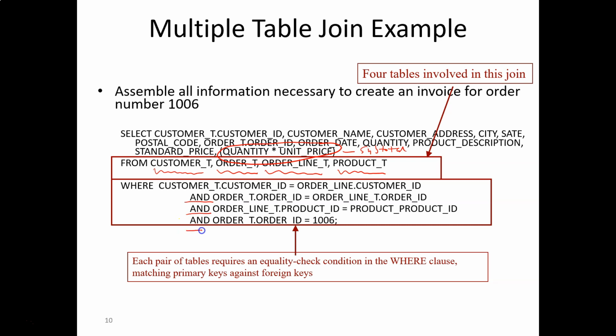And we need to add one more condition here, which is the order number equal to 1006. As you can see, in the where clause here, we have the condition order number needs to be equal to 1006. And also we need to have 3 join statements in order to join 4 tables. So if you want to join 4 tables, you need 3 join statements in the where clause. So what if you need to join 8 tables? Then how many join statements do you need? 7, right? It's always n minus 1.